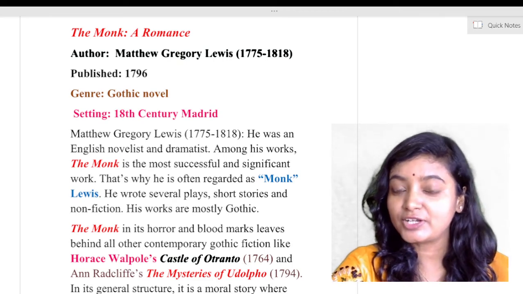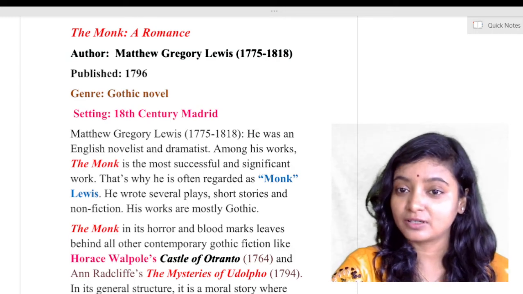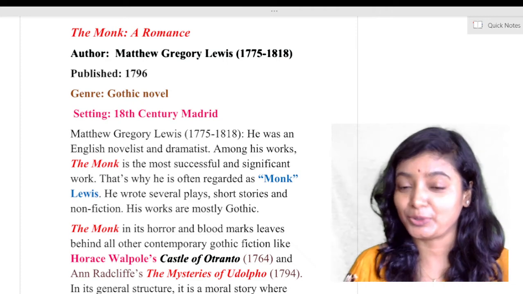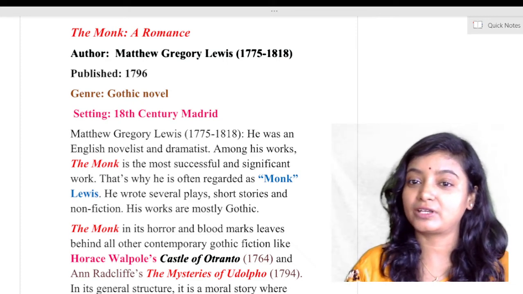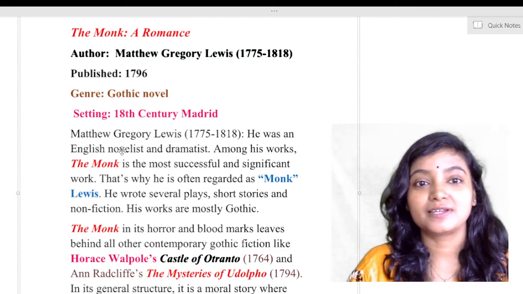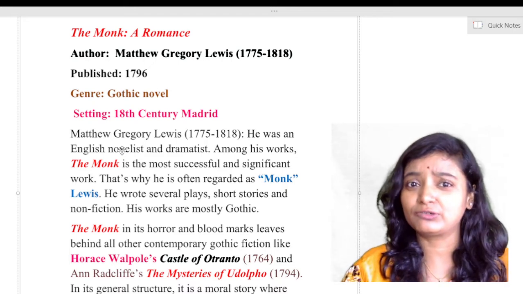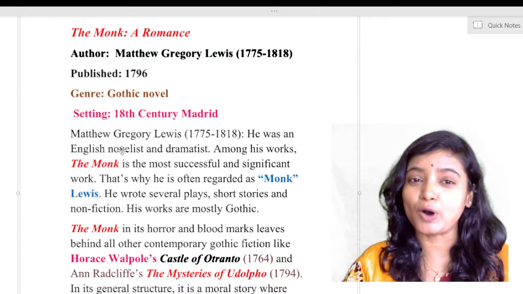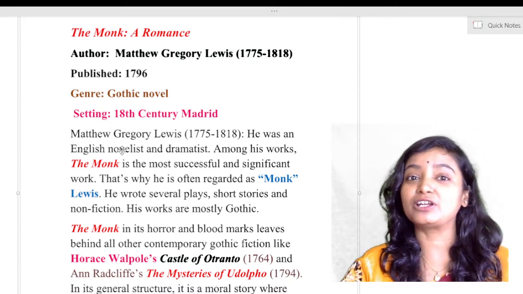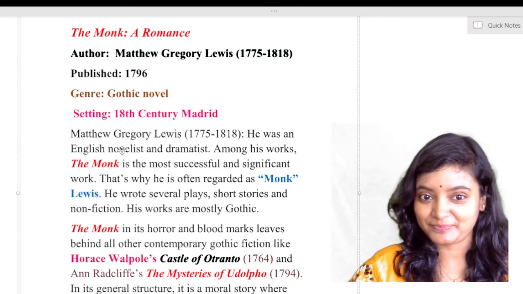We have already talked about Gothic fiction, different types of Gothic novels written by different authors. And today we are going to know the storyline of a Gothic novel, The Monk: A Romance. It is written by Matthew Gregory Lewis. The Monk was so popular, controversial and famous that Matthew Gregory Lewis himself was called Monk Lewis.